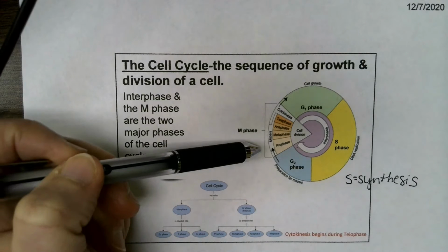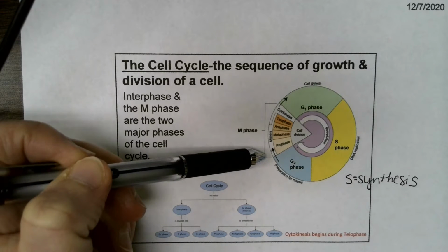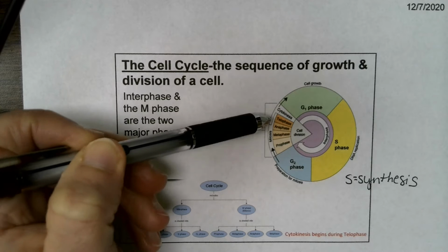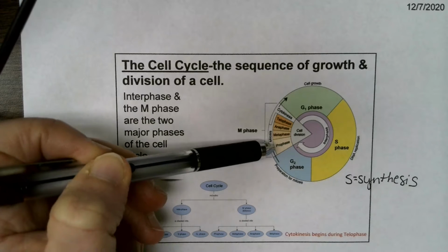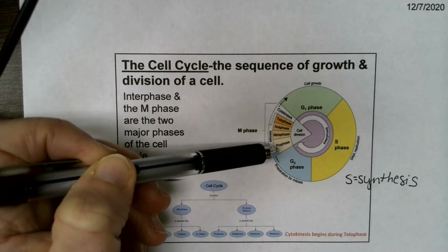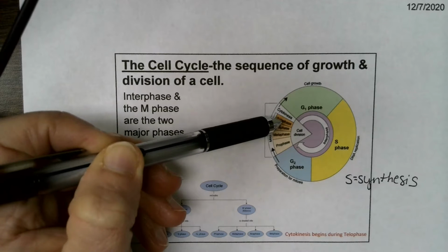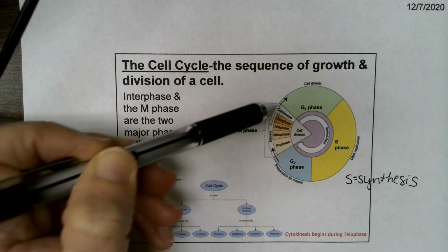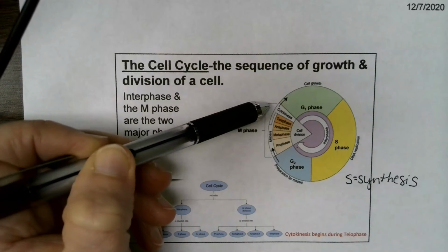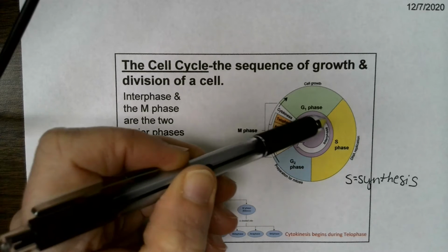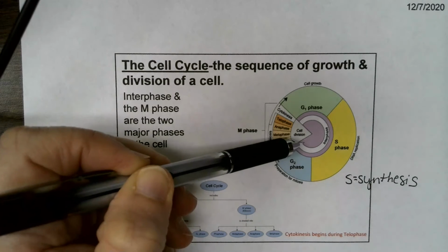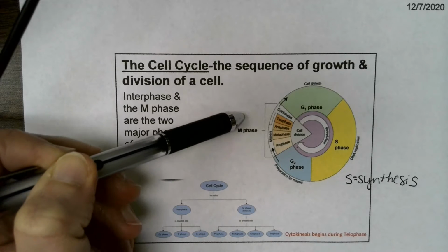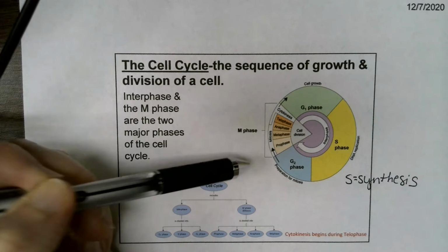And then within the M phase, you've got two phases, mitosis and cytokinesis. And then mitosis is split into four phases: prophase, metaphase, anaphase, and telophase. Collectively, the M phase is cell division. Interphase is everything that's happening in order for the cell to get ready to divide during the M phase, okay?